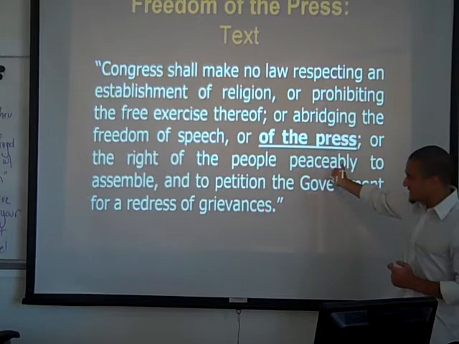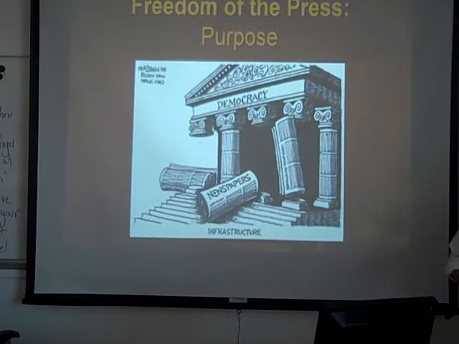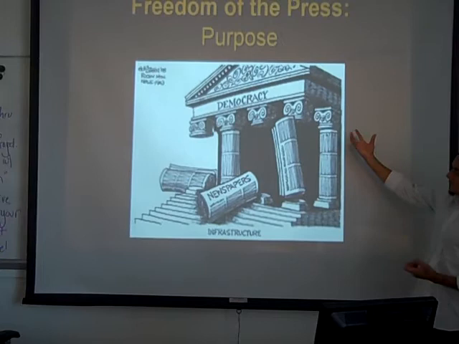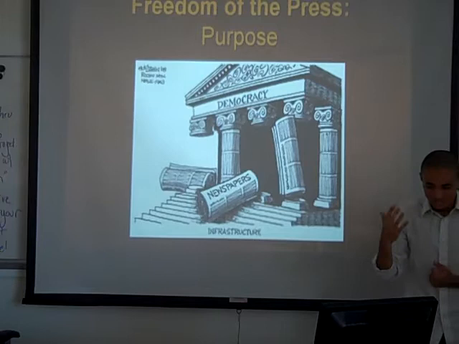Here's the cartoon that you no doubt are sick of seeing. It was on the lecture of freedom of the press. It was on your quiz about freedom of the press. Here it is in your review of freedom of the press. The idea is that the press is an important institution that we need to protect because it brings us information that we need as citizens in a democracy in order to vote, in order to engage with one another in political discussions. So here we have newspapers holding up the infrastructure of democracy, and they're falling, maybe to criticism of the press. But the idea is that that's why the press is important.